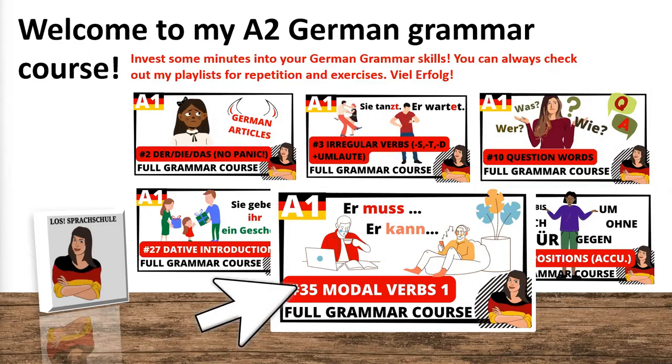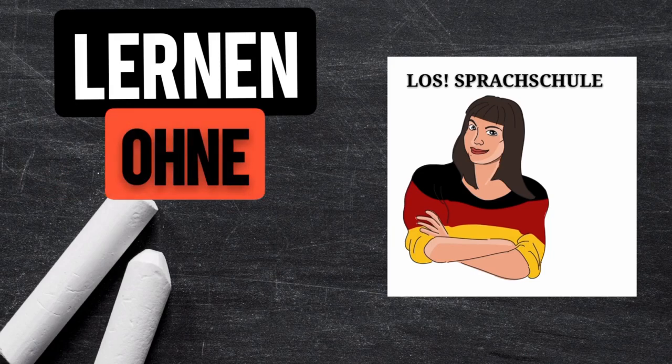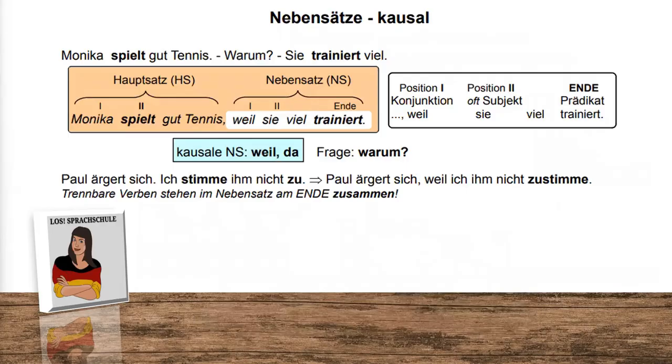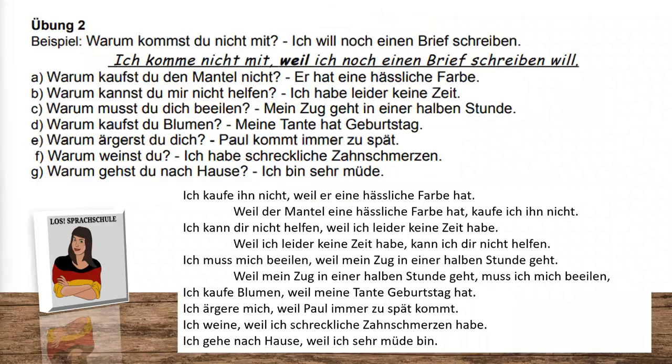We will continue with a very important topic today, connecting our Nebensätze. Let's go. So last week we had our Nebensätze. In this case, we started with causal, giving a reason. The so-called connector was weil or da. We finished the video with a little exercise and I told you I will give you the solution today. So let's check it out.